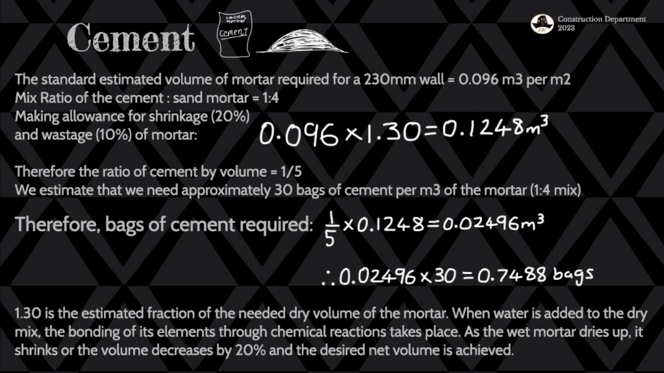So therefore, for the bags of cement required, we multiply 1/5 of the volume we got after factoring in wastage and shrinkage of mortar, and we get the volume 0.02496 cubic meters. Then we multiply that volume by the number of bags per cubic meter, which gives us 0.7488 bags, approximately equal to 1 bag. So you can just buy 1 bag and you achieve the cement needed for 1 square meter of the wall.